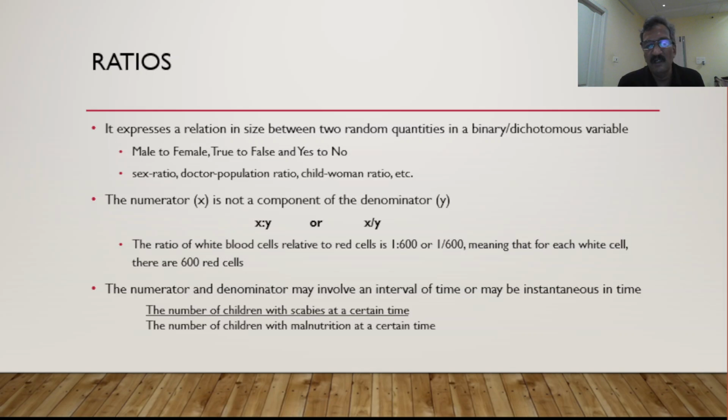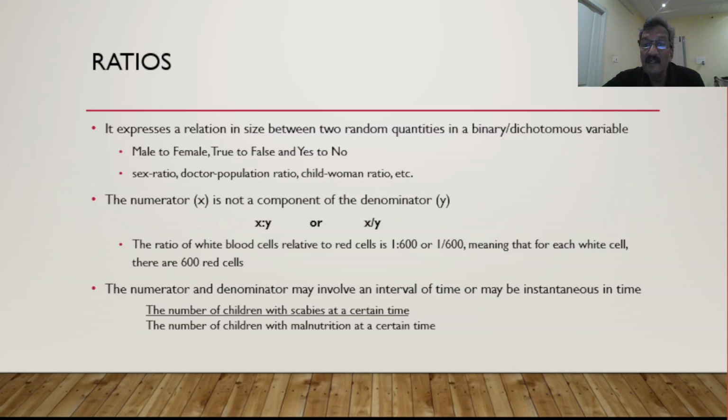To make the situation clearer, look at the cells in the blood. The ratio of white blood cells to that of the red cells. White blood cells are not red cells, and red cells are not white blood cells. So that means that 1 is to 600, or 1 by 600, is actually a ratio of white blood cell to red cell, and it has a meaning in your science as well. Each white cell represents around 600 red cells. So this is a typical ratio we're going to talk about.